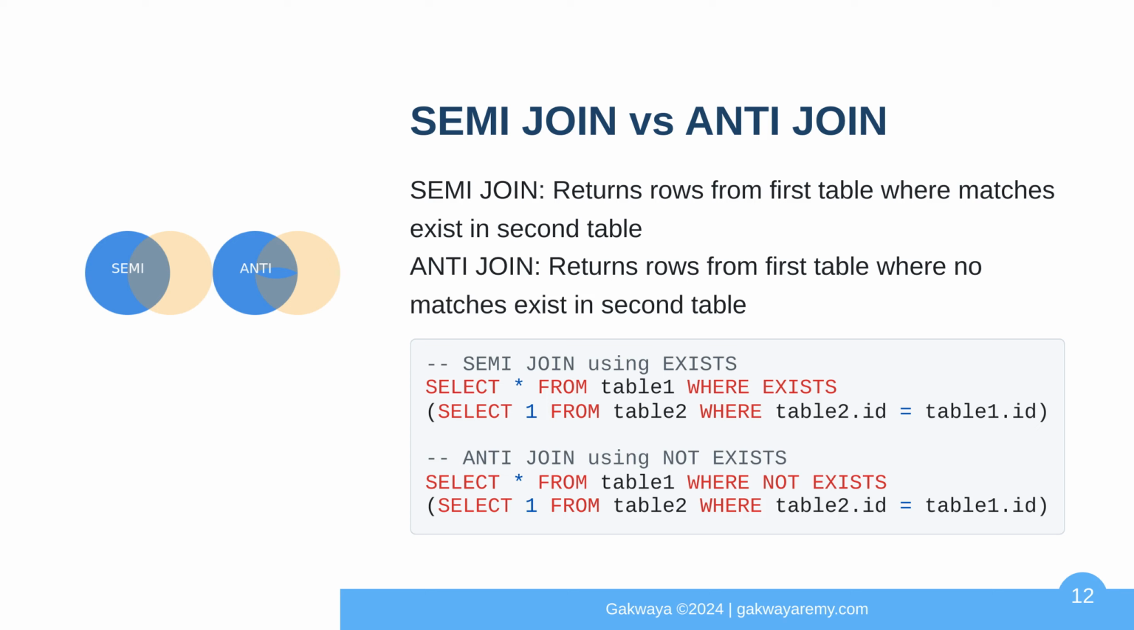Semi and anti joins are conceptually different from other joins because they only return rows from the first table. A semi-join is like asking, "Show me customers who have placed orders," while an anti-join would be, "Show me customers who have never placed orders." These are particularly useful for filtering data based on the existence or absence of related records. They're often more efficient than regular joins because they don't duplicate rows.